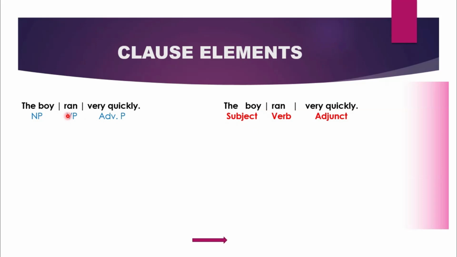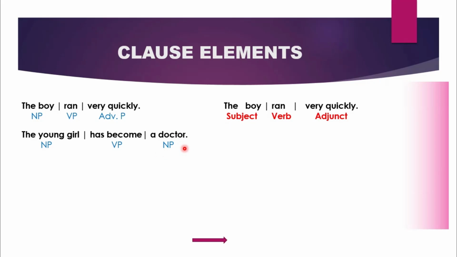Ran, which was our verb phrase, is performing the role of a verb. Therefore, verb is part of clause elements. Very quickly, the adverb phrase that we saw over here, is performing the role of an adjunct. Adjunct is also a clause element. Another example, the young girl has become a doctor. The young girl is a noun phrase. Has become is our verb phrase. A doctor is our noun phrase, and they are performing some roles.